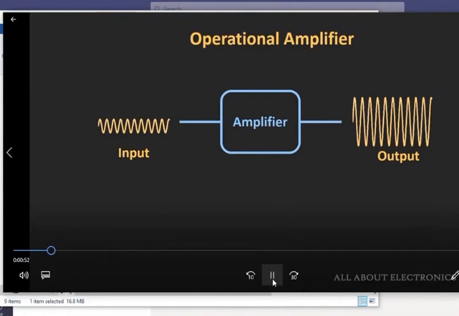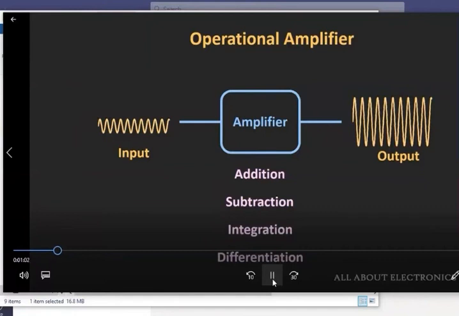In the early days, when digital computers had not evolved, different mathematical functions like addition, subtraction, integration and differentiation were performed using this operational amplifier. Just by connecting a few resistors and capacitors, it is possible to perform different mathematical operations. That is why this amplifier is known as the operational amplifier.